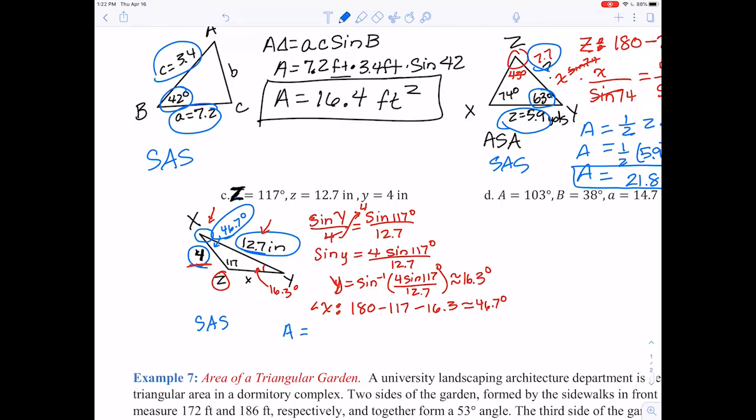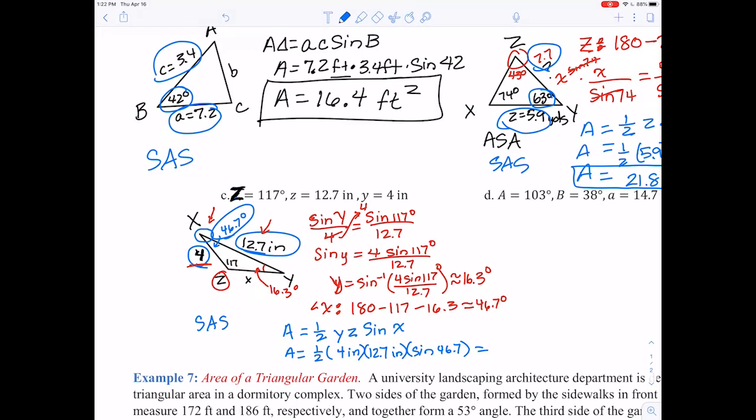All right, and so we would do 1/2 of side Y times side Z times the sine of angle X. So that's 1/2 of 4 inches times 12.7 inches times the sine of 46.7, and we'll plug that into the calculator and round it to the nearest tenth.